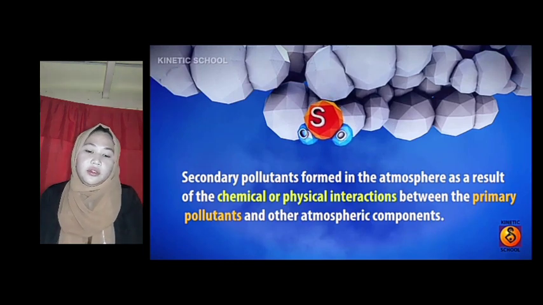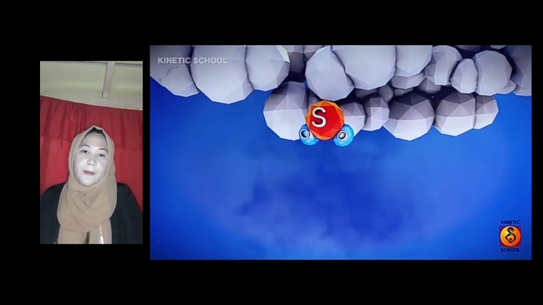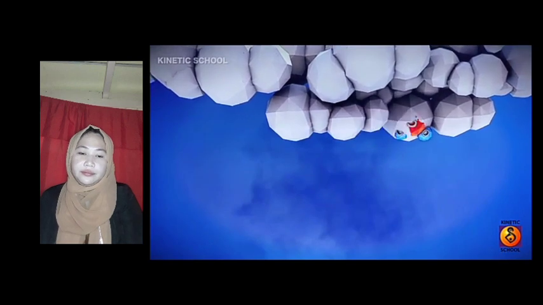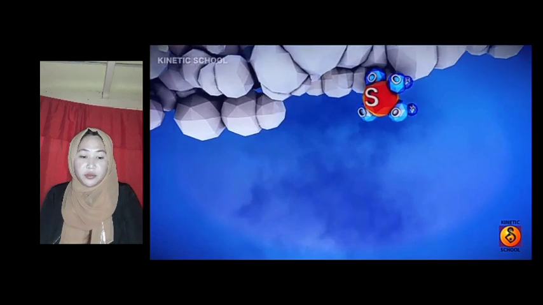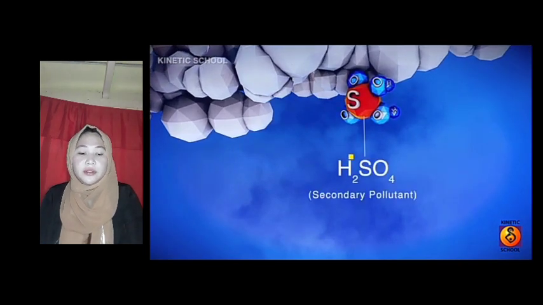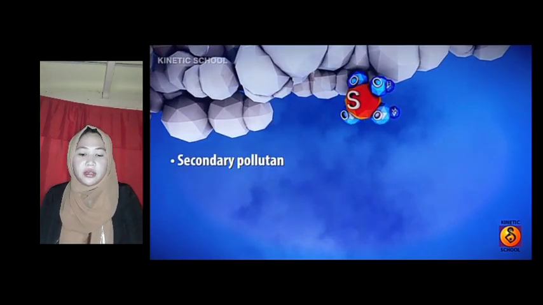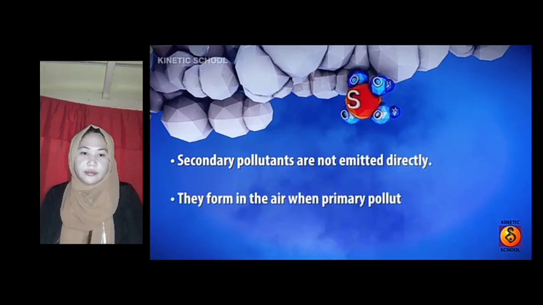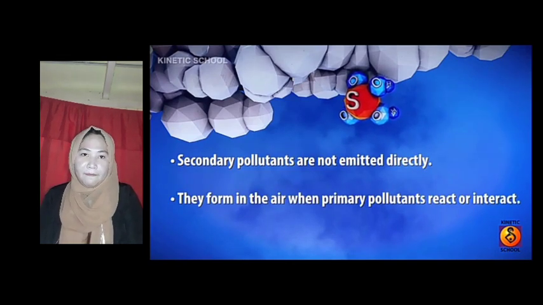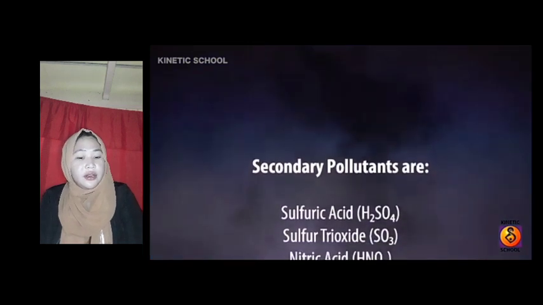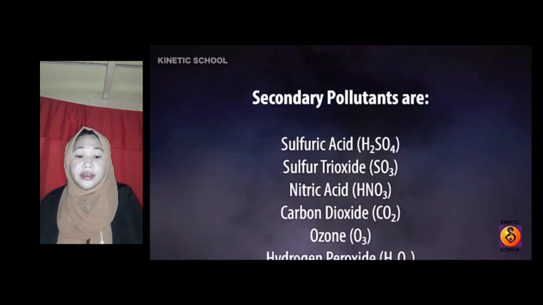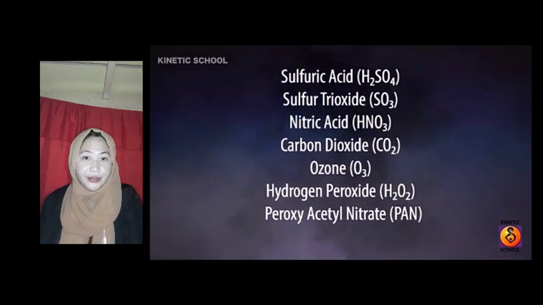And secondary pollutants. Secondary pollutants form in the atmosphere as a result of chemical or physical interaction between the primary pollutant and the other atmospheric components. Secondary pollutants are not emitted directly. They form in the air when primary pollutants react or interact.